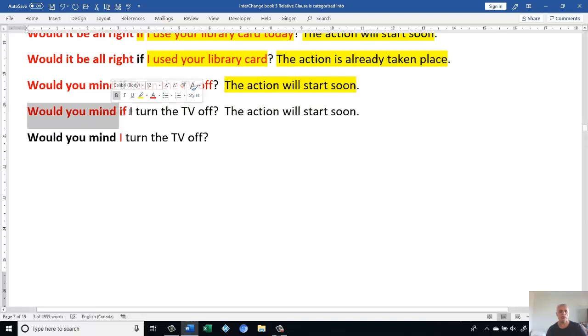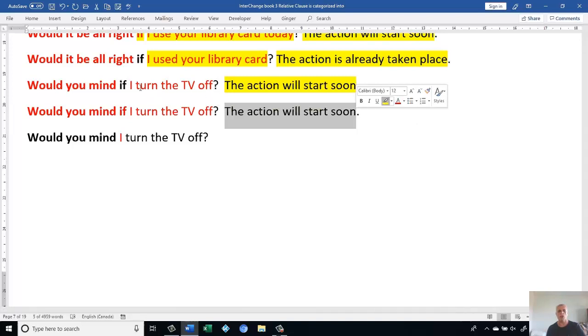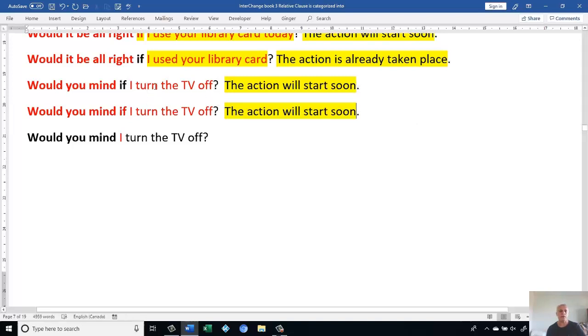If, same thing, we have it here. Then the second clause, I turn the TV off. Then we say the action will start soon. Because if you look here, the first part and then the second part, the two verbs with the if clauses, we say it's in the present time. But if we make it in the past, then it means the sentences will be changed.